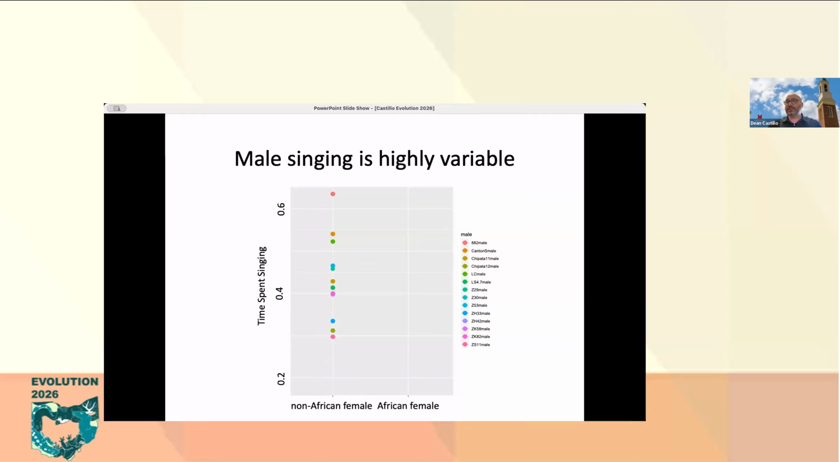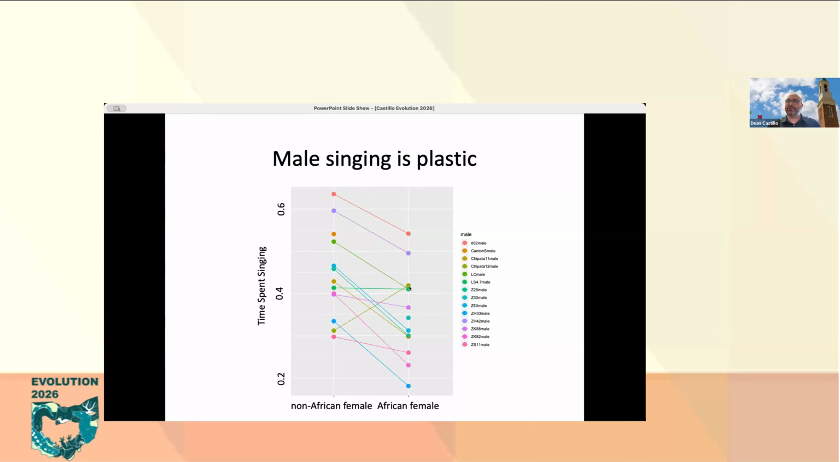But what was surprising to us in the study is that singing was highly variable. Some of these flies hardly sing at all, but they're still successful in mating. That was an interesting result. But what I want to focus on today is that singing was plastic. We define plasticity as a change in phenotype due to the environment, and here the environment is the female being courted. The same male genotype has this plastic response, and it's pretty uniform across all the genotypes: they downregulate singing when they're exposed to an African female.